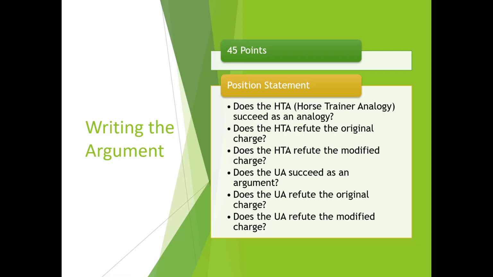So once you've summarized the charges against Socrates and summarized the horse trainer analogy and the unintentional argument, that will conclude the summary. And then you would proceed to writing the argument section. The argument section is worth 45 points, and hence you should put your effort in accordingly.